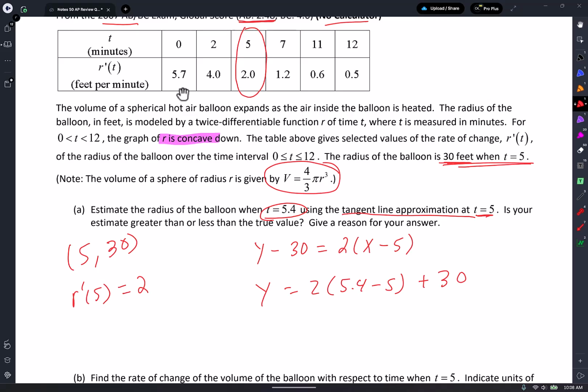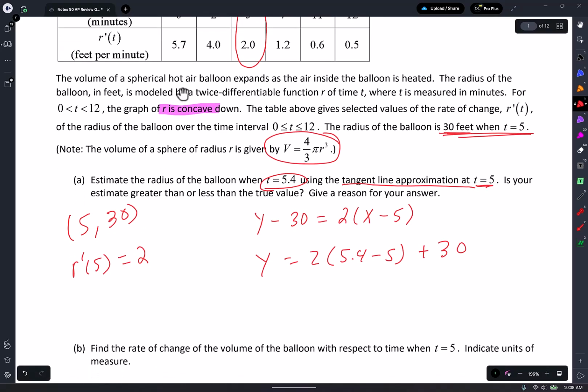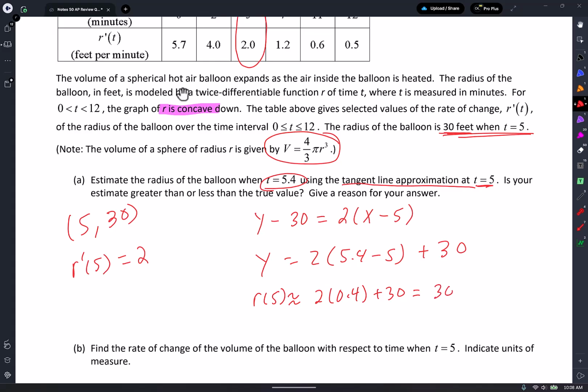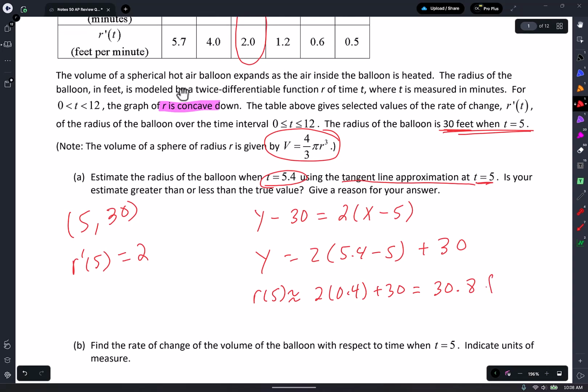If you're scared, can you leave it like that? Yes. I'm going to write it like this. r of 5.4 is approximately, you don't have to, by the way. You can probably be fine like that. 2 times 0.4, since 5.4 minus 5 is 0.4, plus 30. We're feeling pretty confident at the moment. So 2 times 0.4 is 0.8. So I'm going to say 30.8, and I need units. Feet. Are we okay? All right.